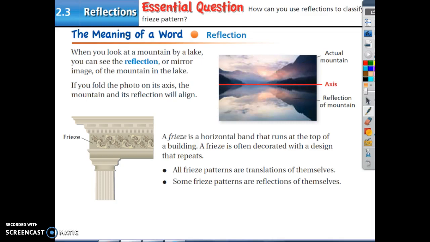So if I look at this frieze pattern here along the top of this wall, and I take one section of that frieze pattern to create the rest of the decoration, I would simply take this image and slide it down to fill in the next block. I would then slide it down to fill in the block after that, and so on. Some frieze patterns, however, can be reflections of themselves, meaning that in order to get from the first image to the next one, I would fold that image over a vertical line. Folding it over, I would then create the next block in my pattern.